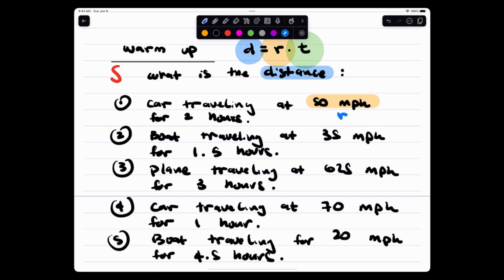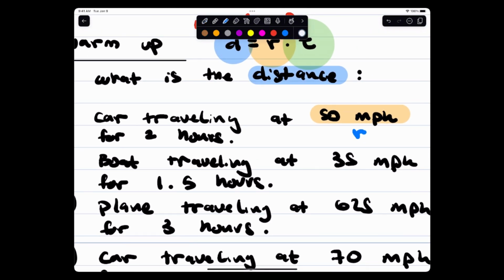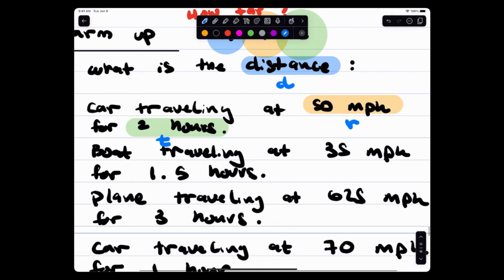Okay, so here's the rate. And then, what else does it say, right? You're traveling for how long? For 2 hours. Okay. So if you're traveling for 2 hours, then what's the deal? This is a unit of what? Time. So they're asking for distance D when the rate is 50 and the time is 2. All right, you guys okay with that? There you go.